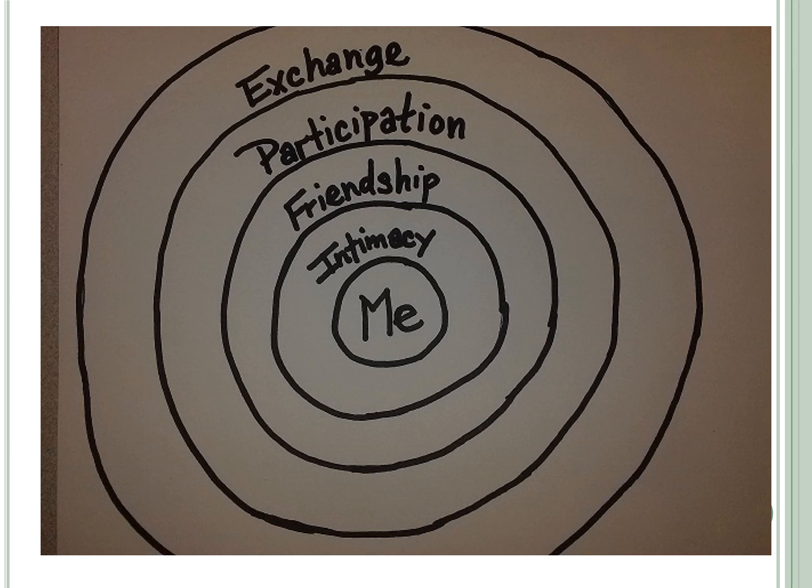And then you'll ask them to draw another circle. And you'll let them know that the next circle is the circle of friendship. And within that circle, you'll ask them to write the names of all of their friends. Again, you'll give them some time to do that. And then you'll ask them to draw another circle. And that next circle is the circle of participation.